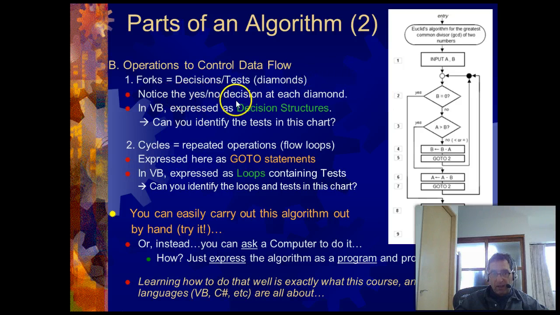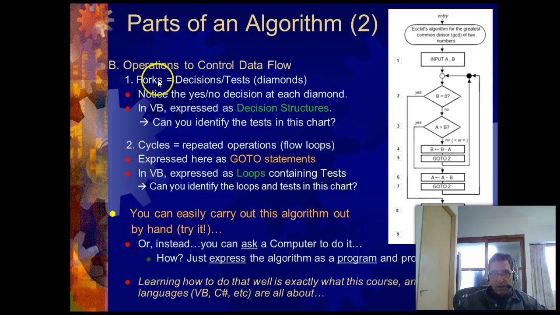Notice the yes-no decision at each diamond. In Visual Basic, expressed as decision structures. These are called decision structures because you're making a decision. You're saying, is b equal to 0? We call that a decision. So we're either going in this direction or in that direction. Can you identify the tests in this chart? So they're the two diamonds here.